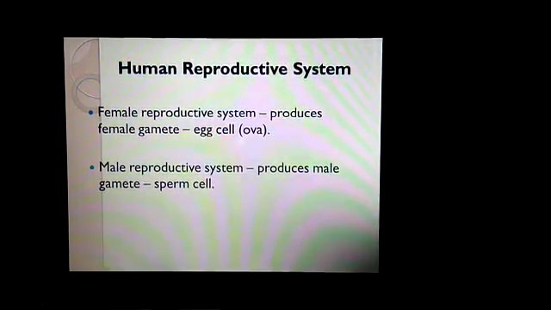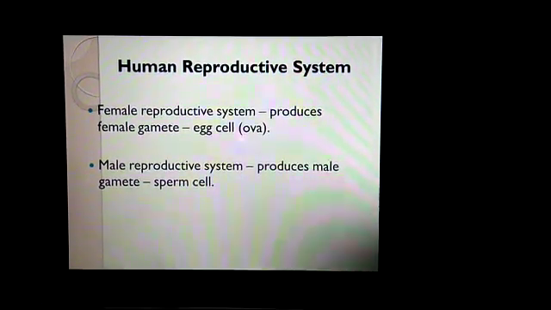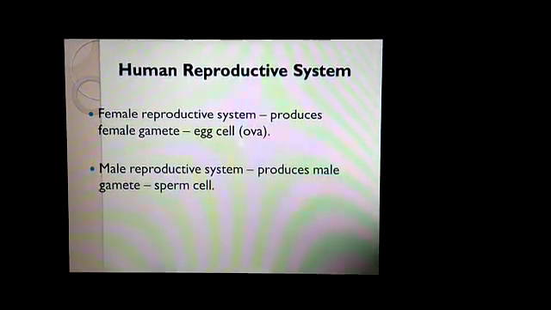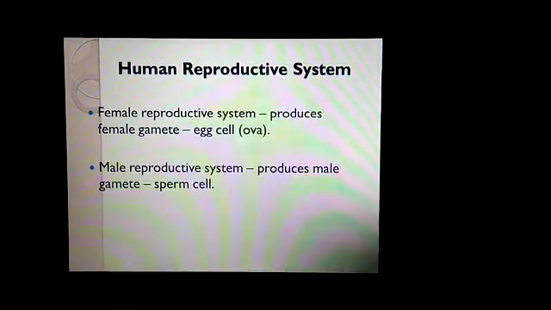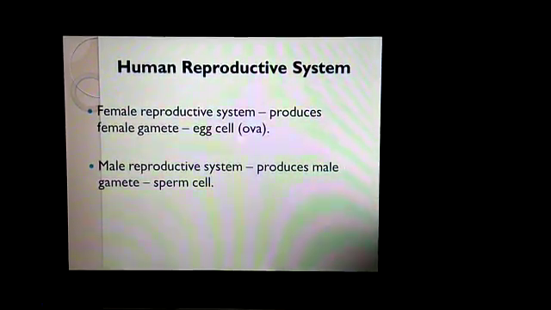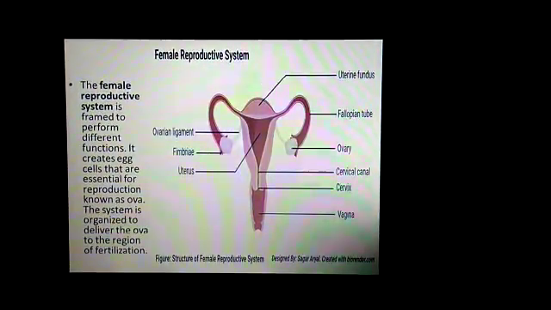The female reproductive system produces the female gamete, that is the egg cell or ova, and the male reproductive system produces the male gamete, that is the sperm cell. Now first see the female reproductive system.